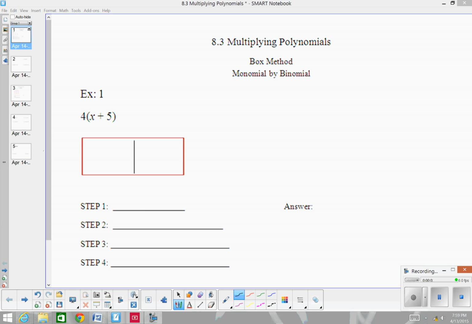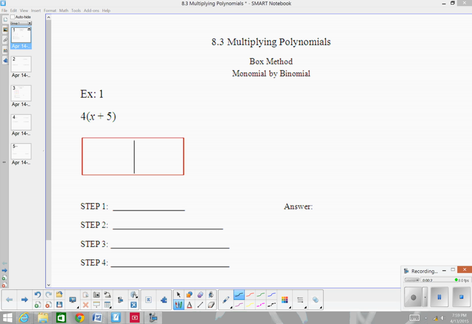Alright, today we're going to be working on 8.3, multiplying polynomials. We're flying through chapter 8, just another step, working on polynomials. We already classified polynomials, added and subtracted polynomials. Now we are going to be multiplying polynomials.